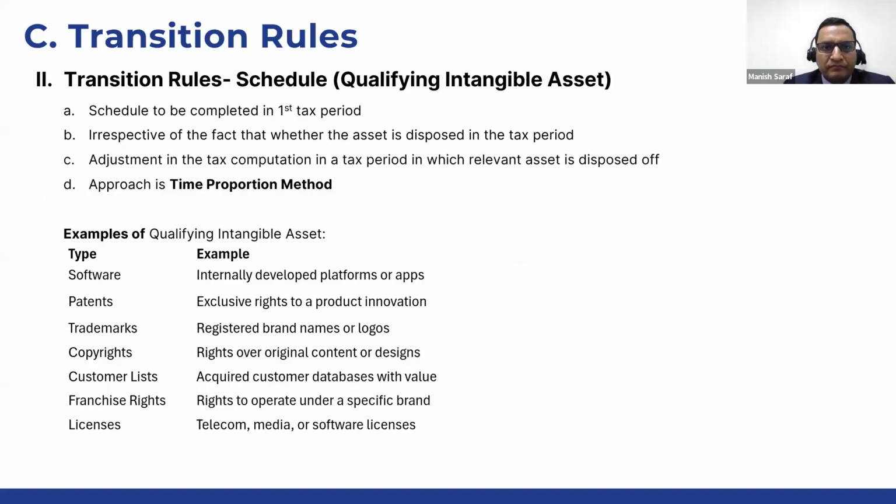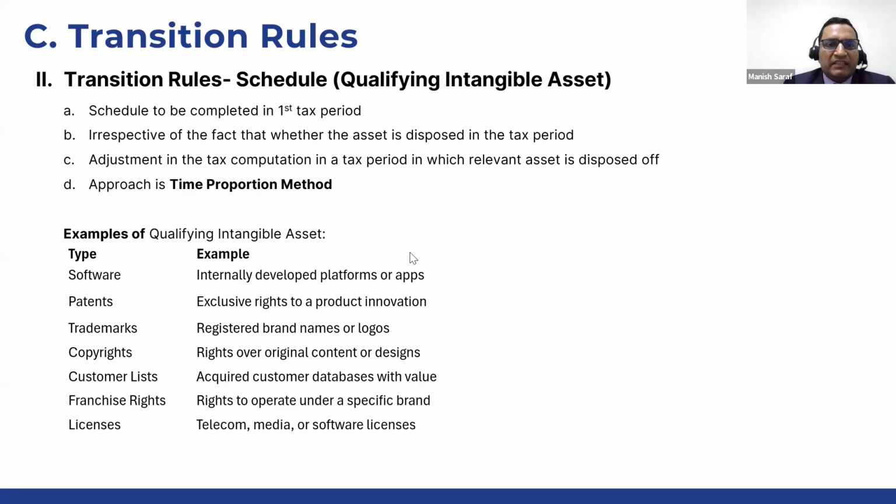Now, in case of intangible assets, what are those qualifying intangible assets? Like your software, patent, trademark, copyright, your licenses. Those are intangibles. And again, how do they get into the qualifying criteria? They need to be held prior to the first tax period, that is before the 1st January 2024. You should have acquired that intangible asset before that.